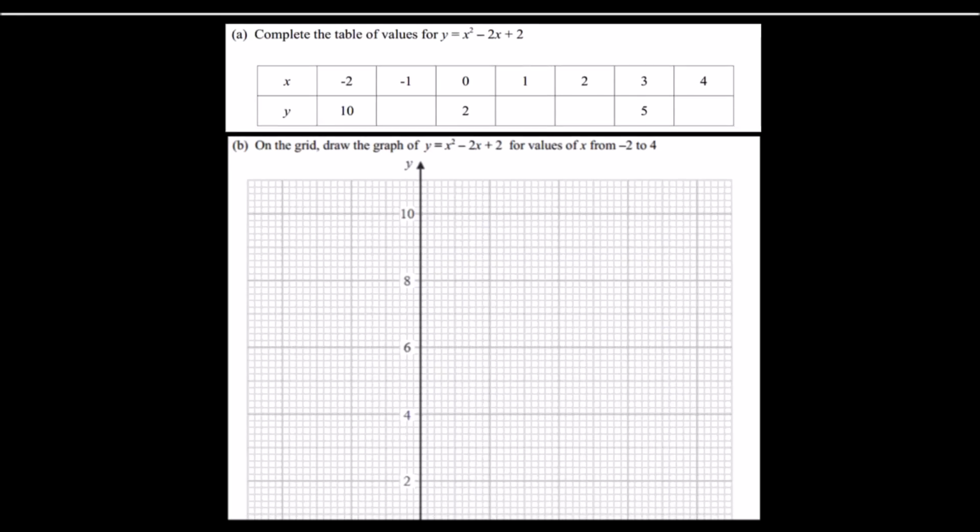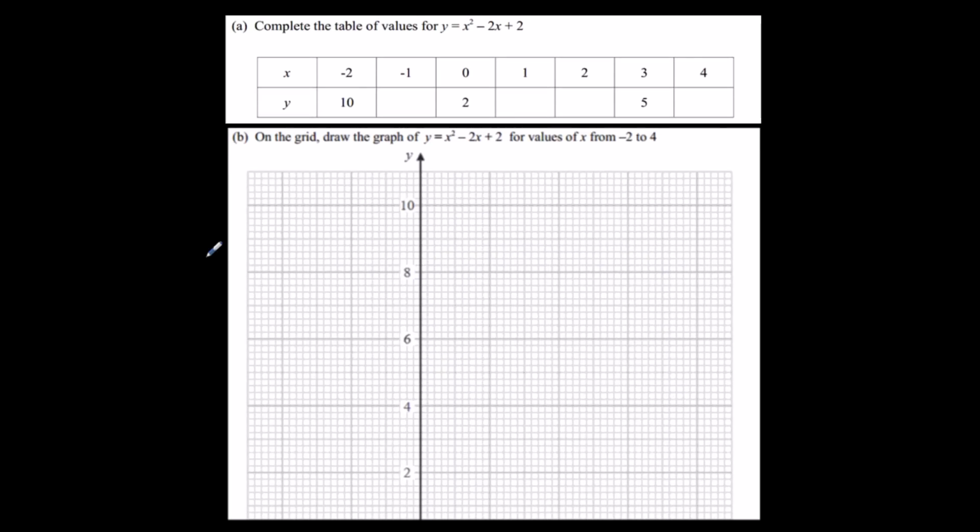Part A says complete the table of values. So we've got a quadratic. We know it's a quadratic because the highest power is 2. It's an x squared. So a quadratic graph, we need to complete the table of values for it. So for this, to find the y coordinates, I'm going to type the x bit into the calculator. So wherever I've got an x, I'm going to change it to brackets. So brackets squared minus 2 brackets plus 2. And I'll just type in the x value into the brackets, and that will tell me the y coordinate.